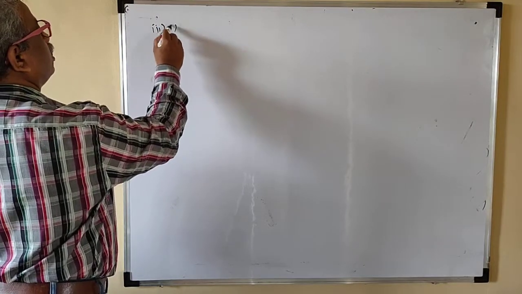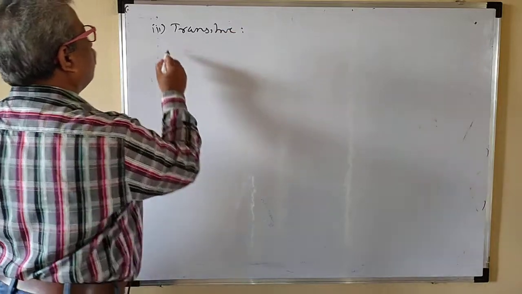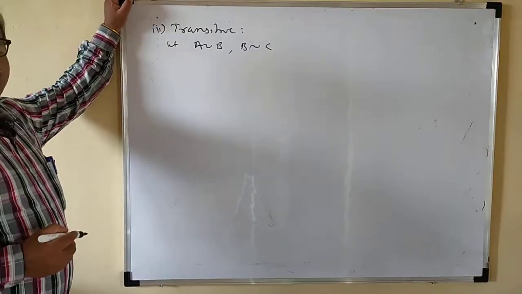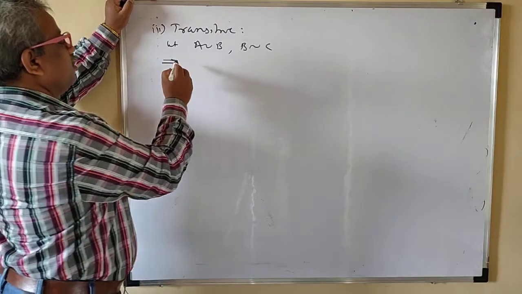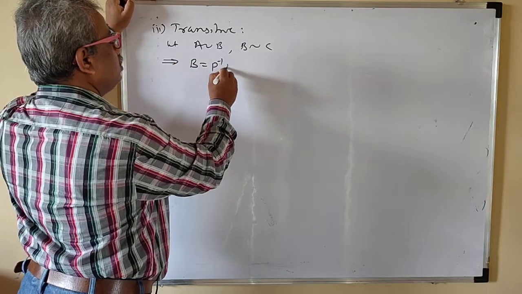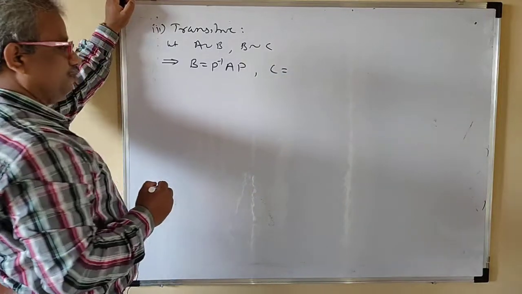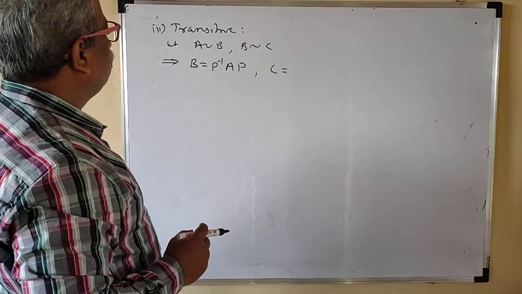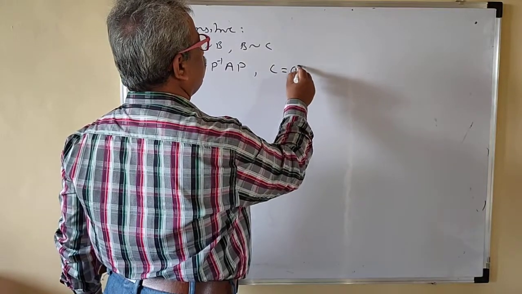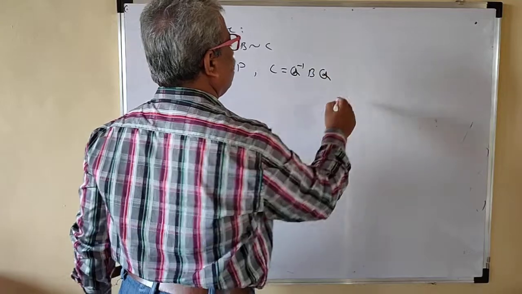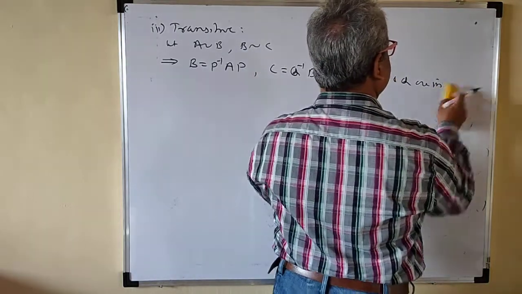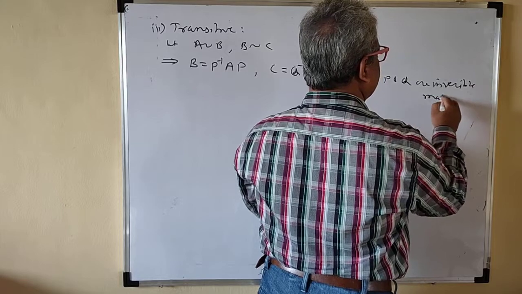Third, transitive. So A is related to B and B is related to C. A is related to B implies that B is equal to P inverse A P, and C is equal to Q inverse B Q, where P and Q are invertible matrices.